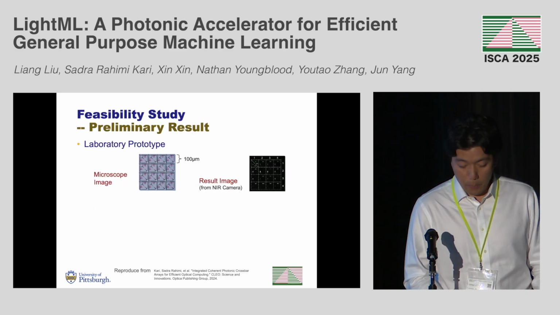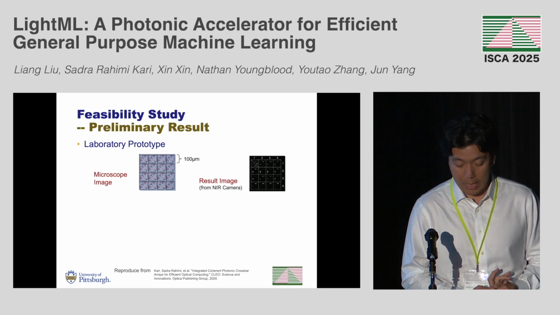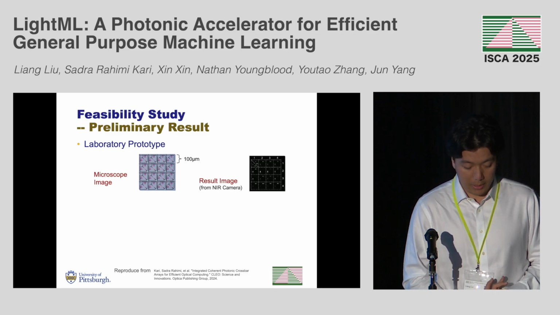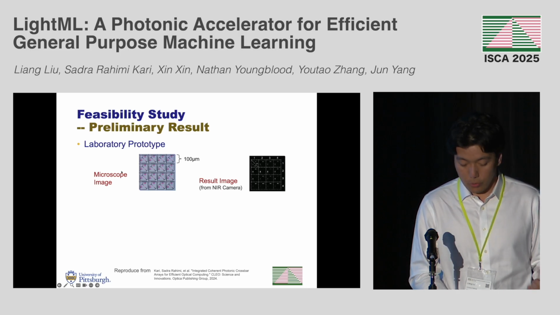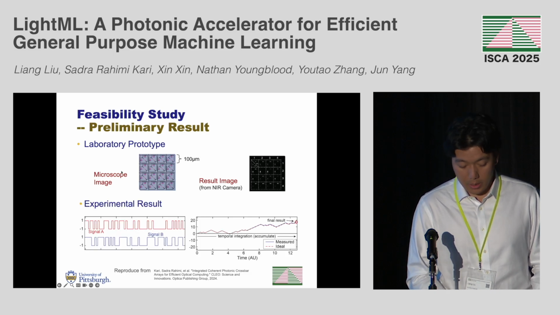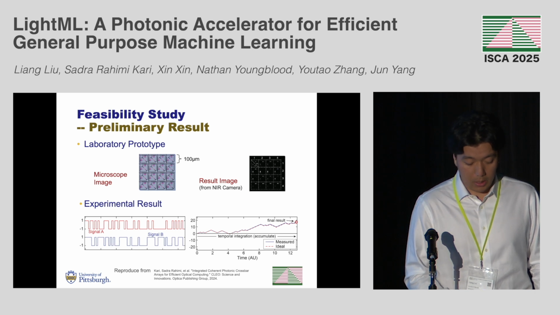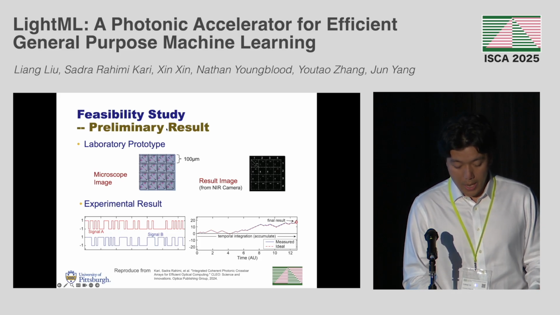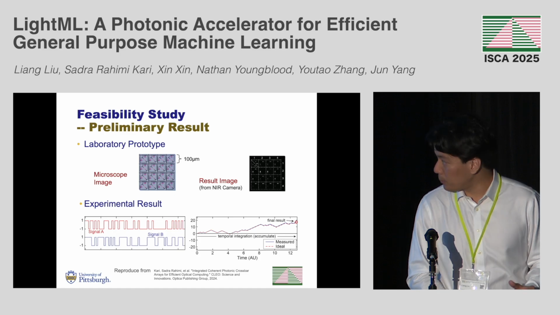First, in our prior work, we have fabricated a laboratory prototype. It is a 4x4 crossbar array. We have the microscope image of this device here, and each unit cell is about 100 microns. We also collect the experiment result for the dot product of two light signals. The figure on the right shows the temporal accumulation of the dot product. These two lines present first our measured output and the ideal output, which are pretty close to each other.